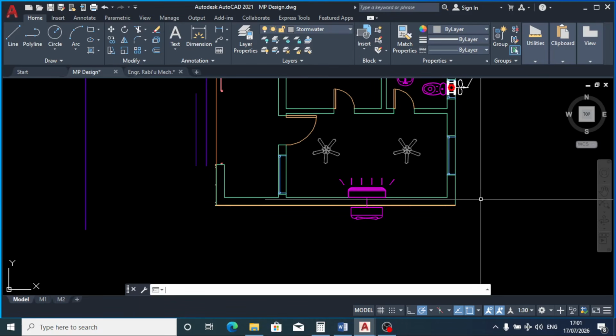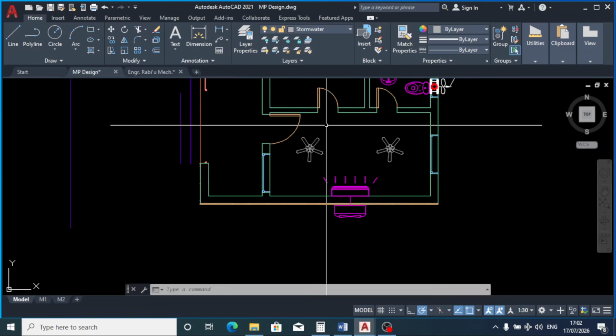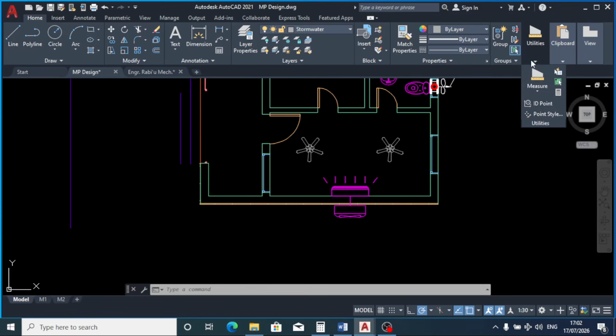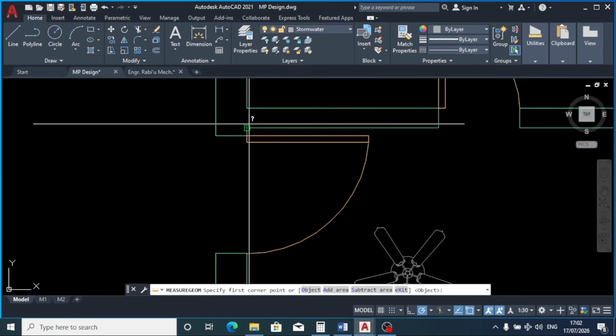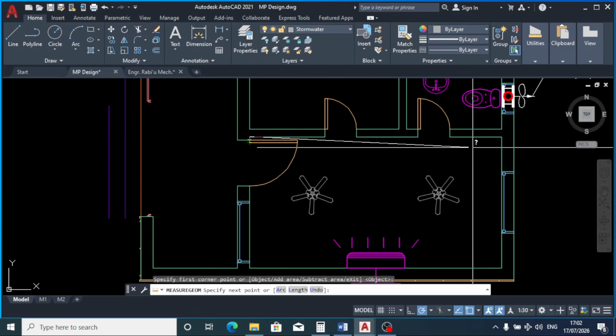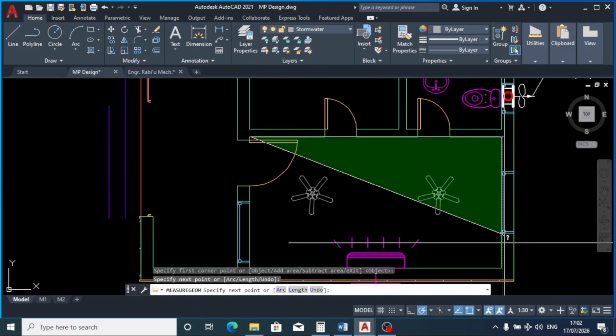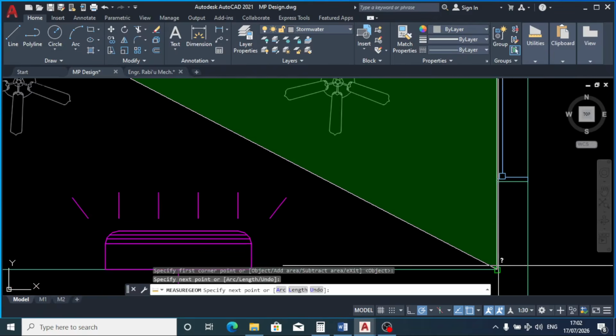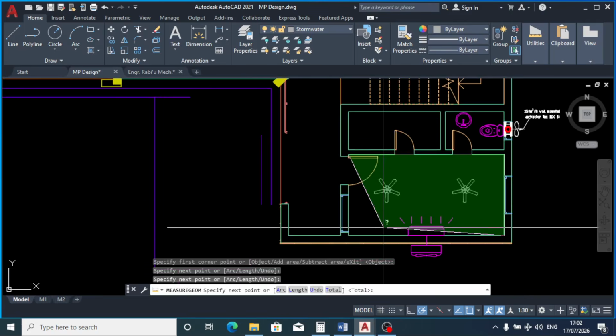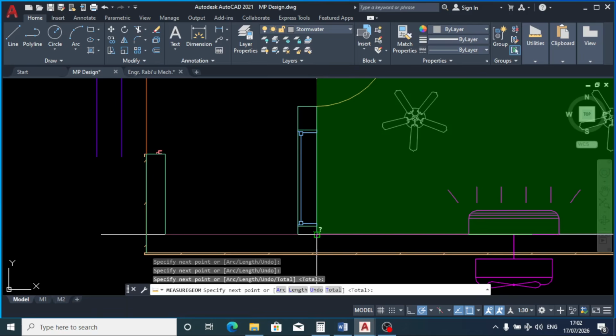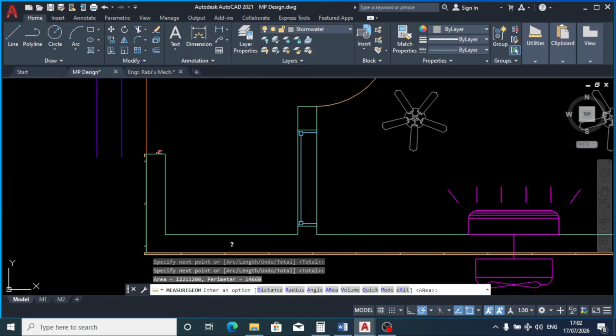Hello, let's round up our AC and ventilation design. Let's get the floor area of this office. The floor area of this office is 12.21 meters squared.